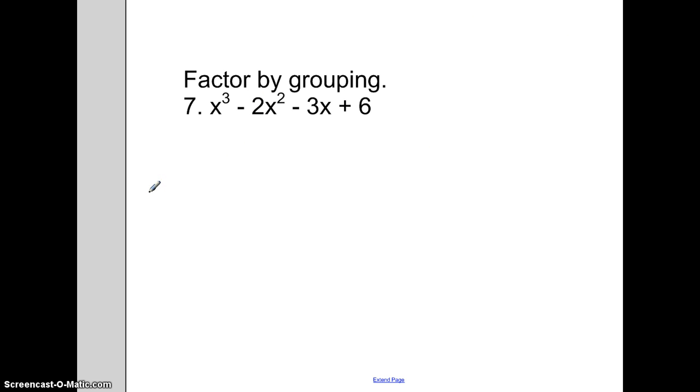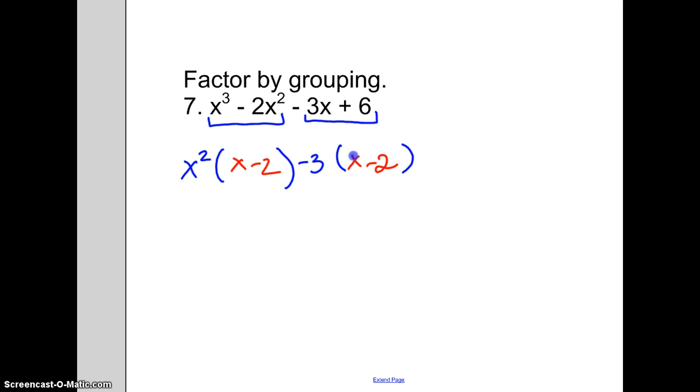Number 7 has 4 terms, so we're going to factor by grouping. You need to look at the first 2 terms and see what they have in common, and then look at the last 2 terms and see what they have in common. So in the first 2 terms, there's an x squared that we can factor out. And when we factor out that x squared, that leaves x minus 2. In the second 2 terms, there's a 3 that they have in common, but notice that this first 3 is negative, so I'm going to go ahead and take out a negative 3, and that will leave an x minus 2 in parentheses.